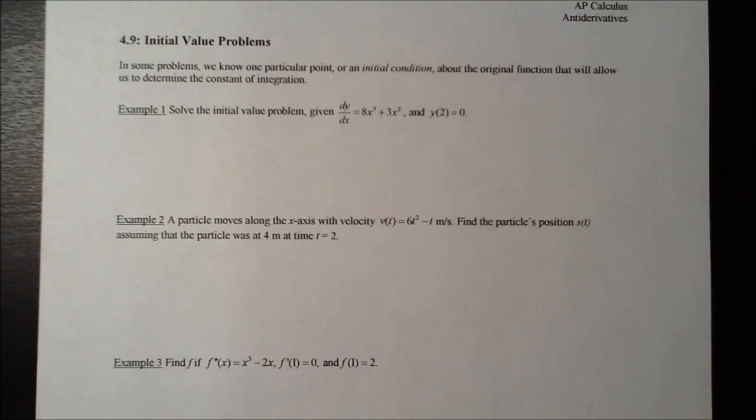We can get a specific antiderivative if we have something called an initial condition. And so I'm going to walk you through this first problem, and you'll see just exactly what an initial condition is. It's something that allows us to see what c is, what the constant of integration actually is for that specific problem. Is it 2? Is it negative 10? What is it? So let's walk through this first problem, example 1. Solve the initial value problem.